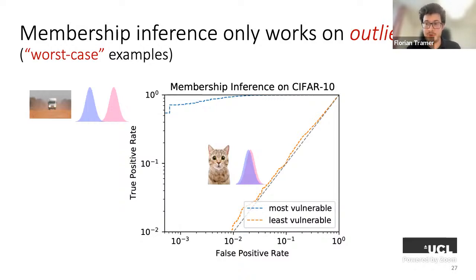And then there's other examples like this cat that are clear inliers, very canonical representatives of their class, where the loss distributions are essentially identical, and there's really no hope to infer membership here. So if you limit the attack only to these specific examples, it does essentially no better than chance, because it just cannot separate these distributions. If you observe some value, there's no way to tell whether it came from a case where the model was trained on an example or not.